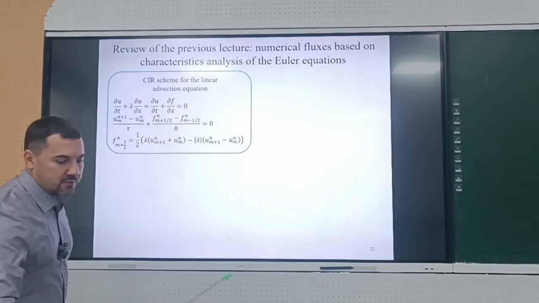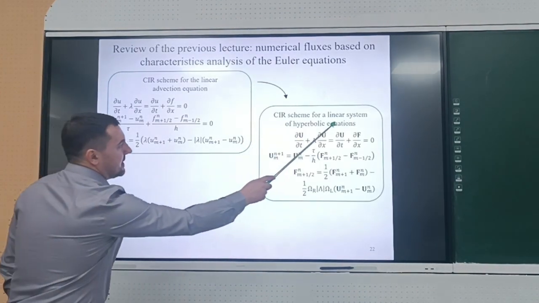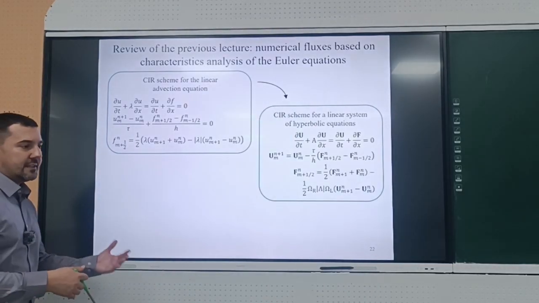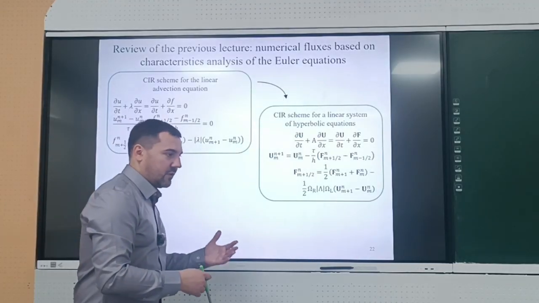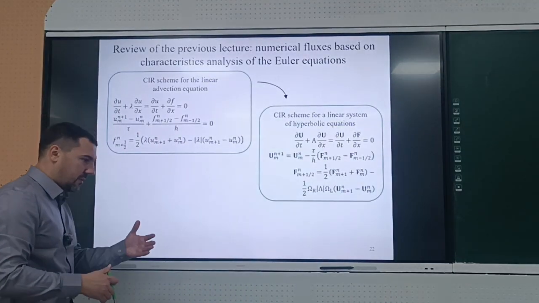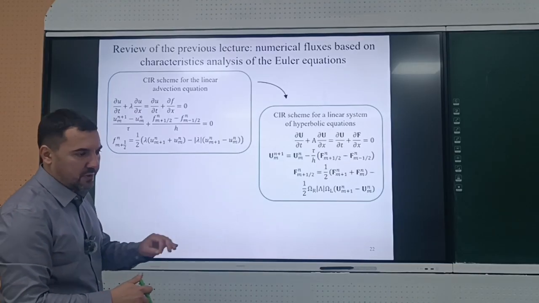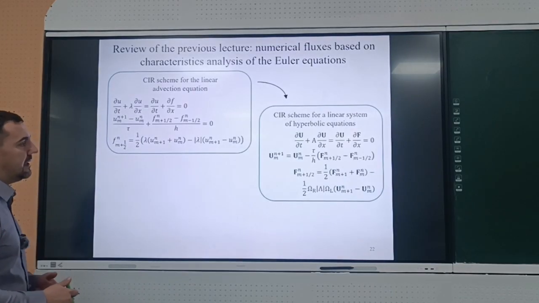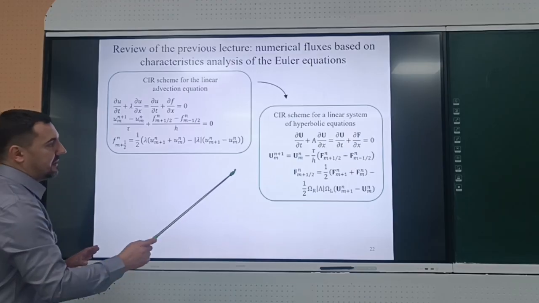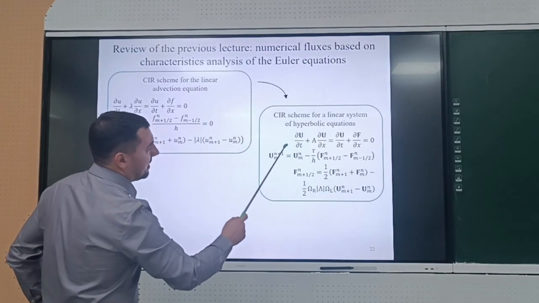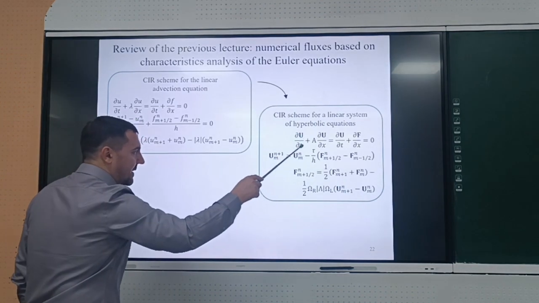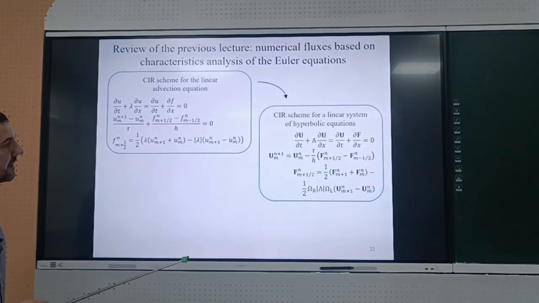Then we generalized it for a linear system of hyperbolic equations. So we discussed what hyperbolic equations mean. It's a system of first order partial differential equations, so all eigenvalues should be real, and the right eigenvectors should form a basis. They should be linearly independent. So we consider, for example, such a system: dU/dt plus A dU/dx equals 0. But here now A is a matrix with constant coefficients.